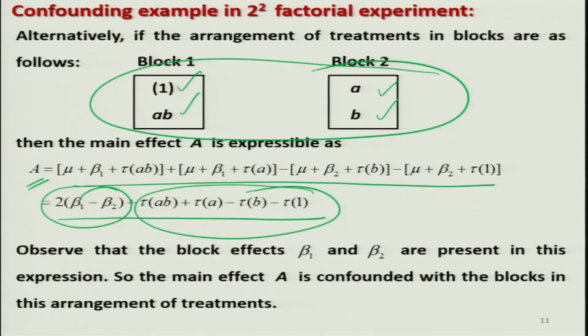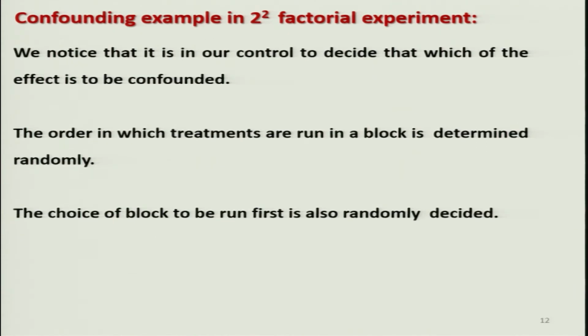So, that means it is in your control, or in the control of the experimenter, that based on the decision the different treatments can be allocated to the different blocks. First it has to be decided which effect is to be confounded, and then we have to decide which of the treatments are going to be allotted to any block.